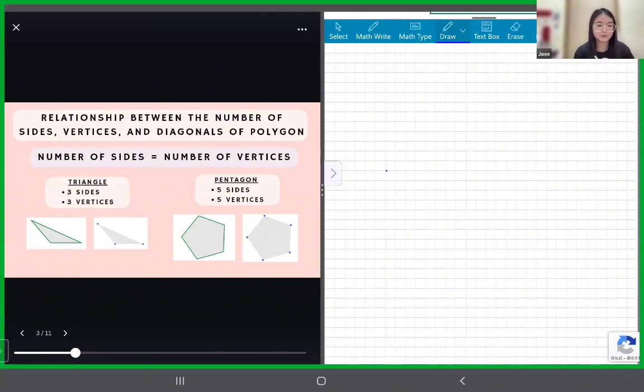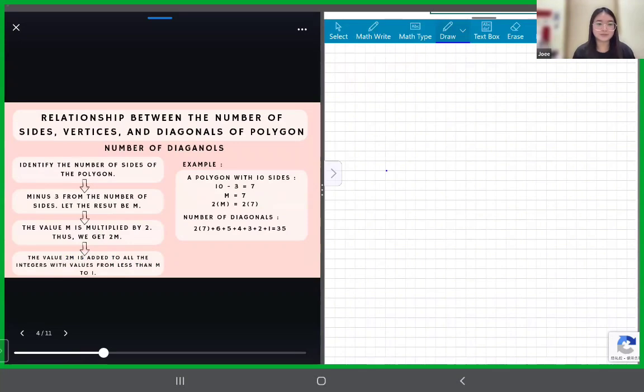For example, a triangle has three sides, so it also has three vertices. A pentagon has five sides, so it also has five vertices. Next, we will see the number of diagonals. The number of diagonals is a bit different from sides and vertices because it needs some simple calculation.